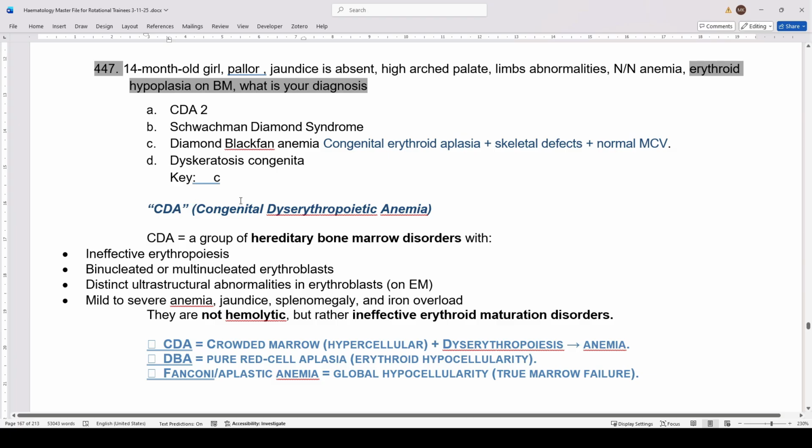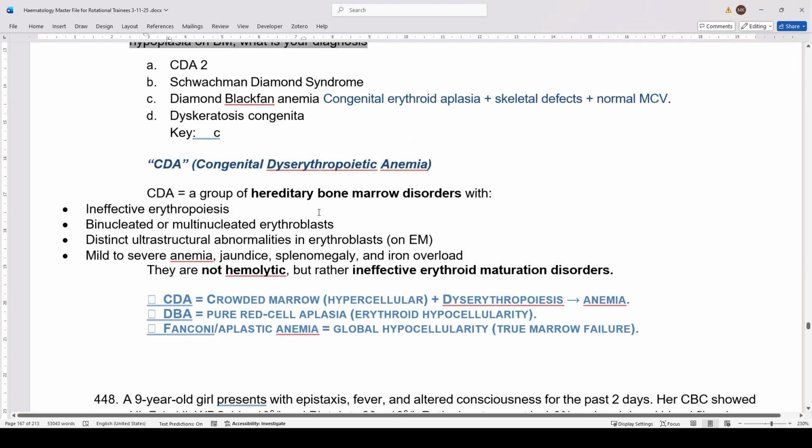In this case, we have anemia due to dyserythropoiesis. The erythroid cells are produced normally. Maybe we have erythroid hyperplasia in this case, but these cells are not normal cells. They die before leaving the bone marrow, so we have ineffective erythropoiesis. In this case, we will have binucleated and multinucleated erythroblasts, and distinct ultrastructural abnormalities seen in the erythroblast under the electron microscopy. And the patient will have mild to severe anemia, jaundice, splenomegaly, and iron overload due to ineffective erythropoiesis. So they are not hemolytic, but rather an ineffective erythroid maturation disorder. Not a bone marrow failure disorder.